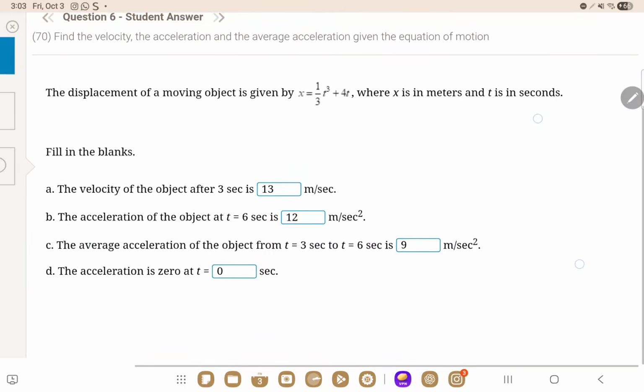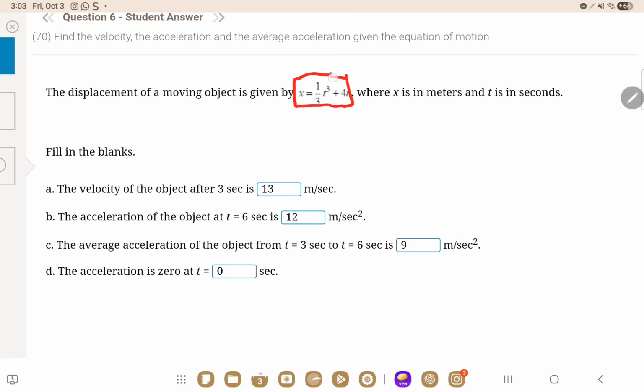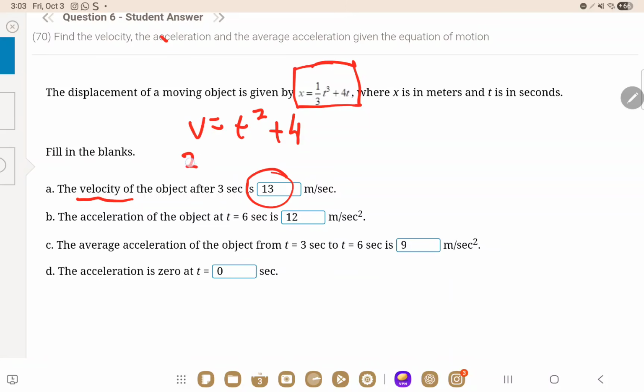Okay, here we have another question about distance, displacement and velocity. So this is the displacement, and x is in meters, t is in seconds. Now the velocity of the object after 3 seconds, so we need to derive. So it's 1t squared plus 4, right? So after 3 seconds, you just substitute: 3 times 3 squared is 9, 9 plus 4 is 13. Now the acceleration is the derivative of velocity, which is 2t. Acceleration equals 2t. That's it, right?